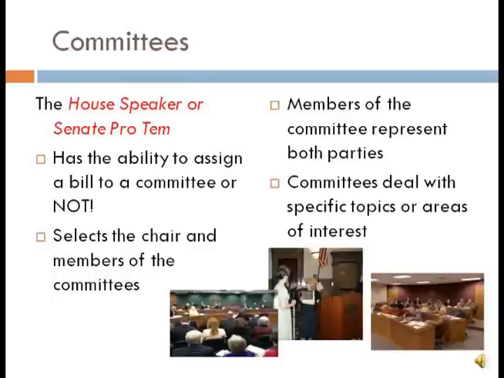Now we're going to discuss the committees. The House Speaker or Senate Pro Tem has the ability to assign a bill to a committee or not. He or she selects the chair and the members of the committee. Members of the committee represent both parties. Committees deal with specific topics or areas of interest, such as the House Committee on Children, Family, and People with Disabilities.